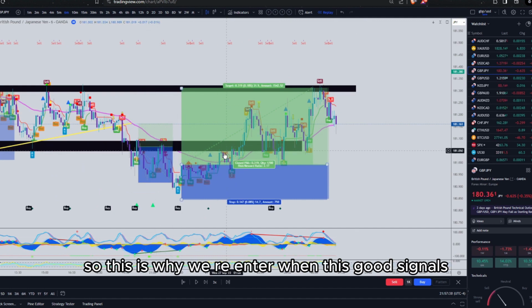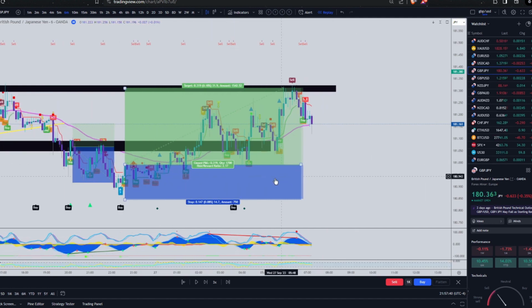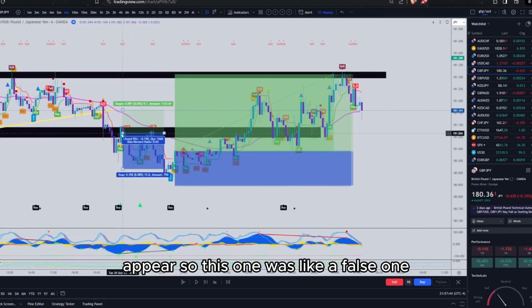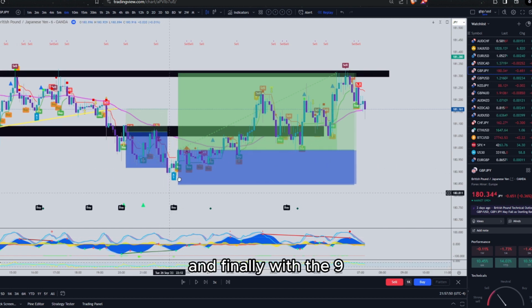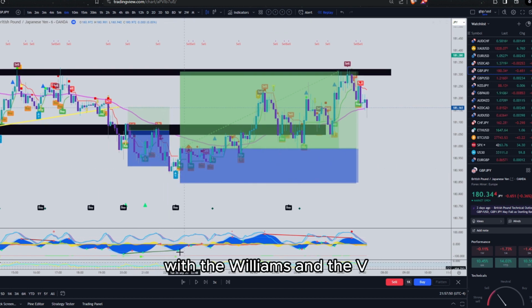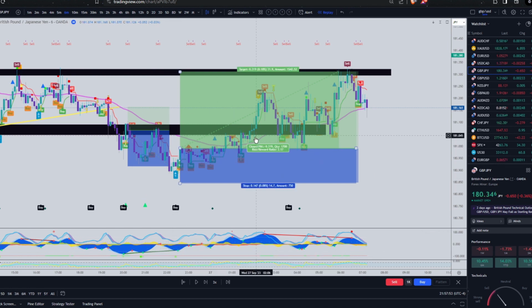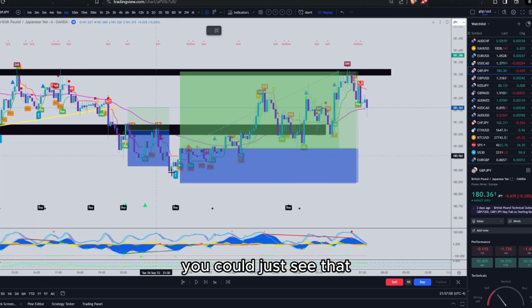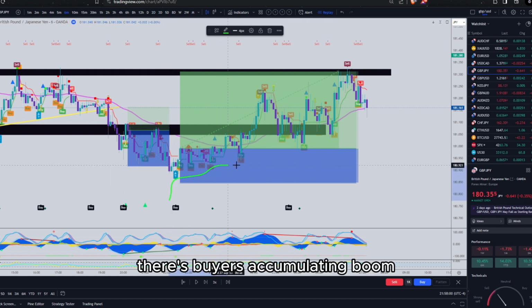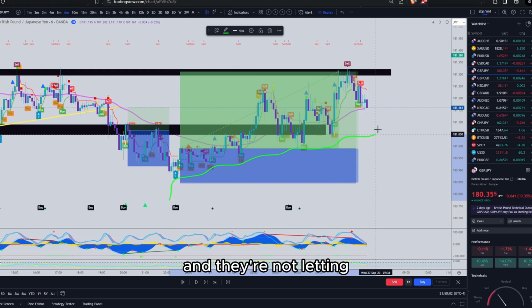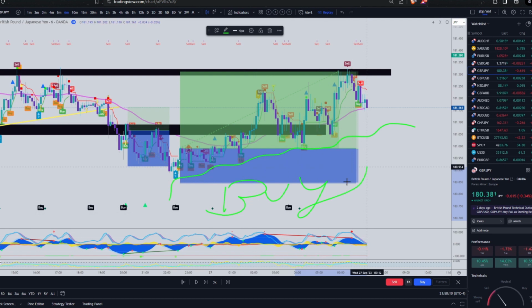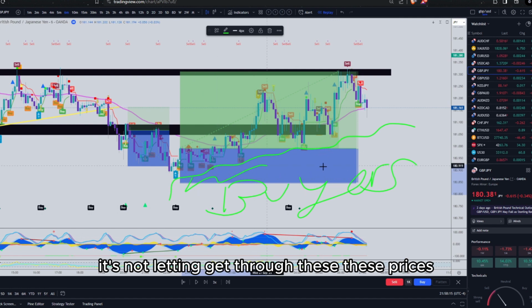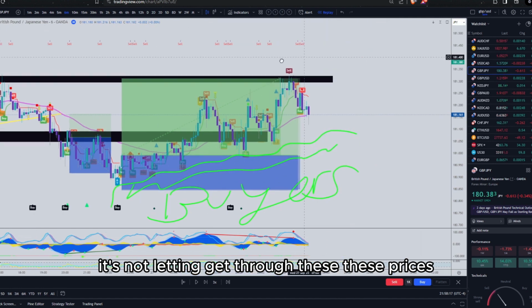So this is why we re-enter when these good signals appear. So this one was like a false one. This one you could have definitely made some profit or at least break even. And finally, with the 9, with the Williams and the VWAP and everything coming in, you could just see that there's buyers accumulating. Boom, and they're not letting it, it's making higher highs. So this is all buyers. It's not letting it get through these prices.